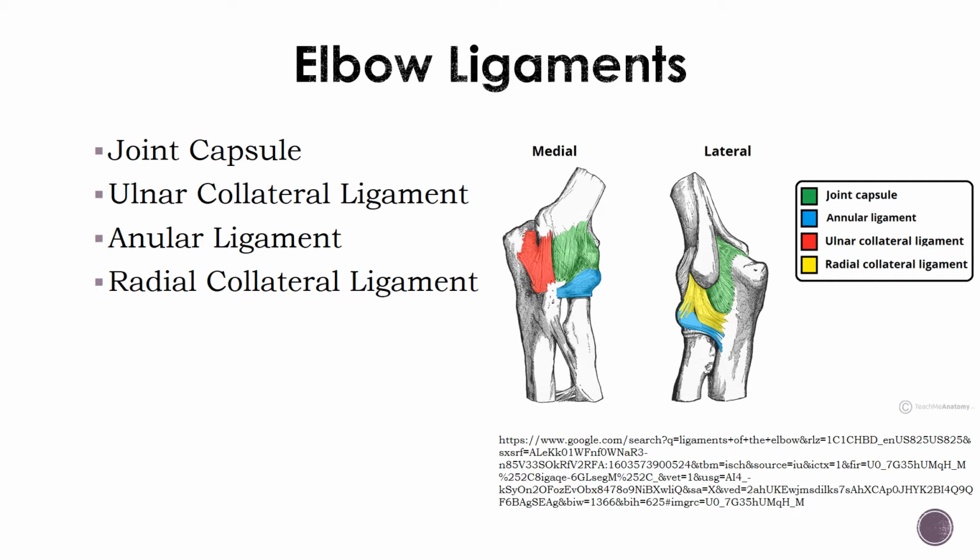The elbow ligaments include the joint capsule, which covers the entire elbow and all of its ligaments. It also includes the ulnar collateral ligament, which is in 3 sections: the anterior, posterior, and medial or transverse. The annular ligament, which crosses the radial head and holds it in place, and the radial collateral ligament.